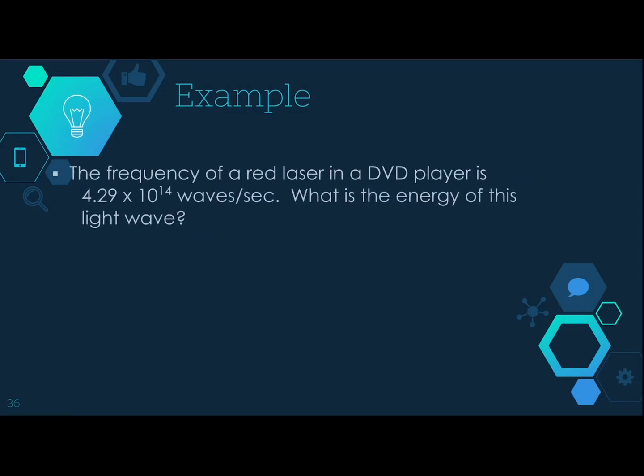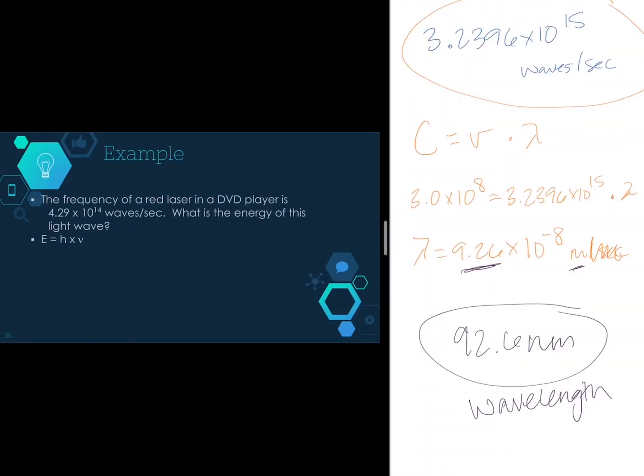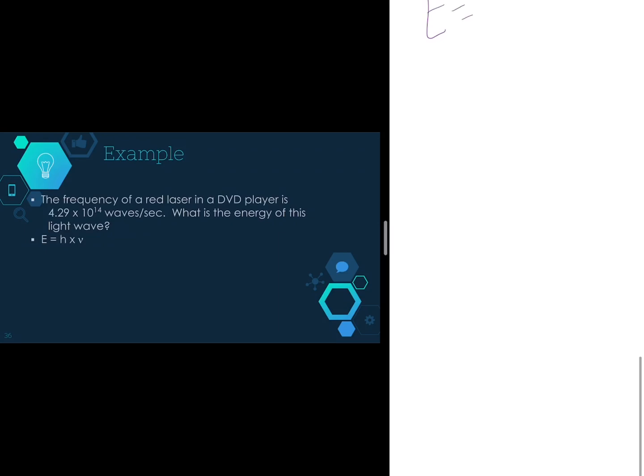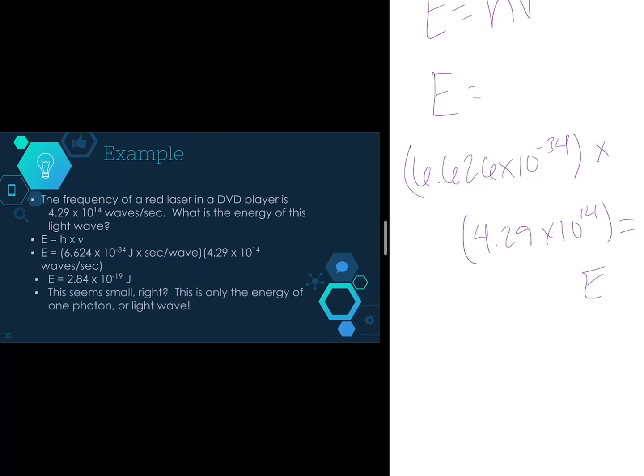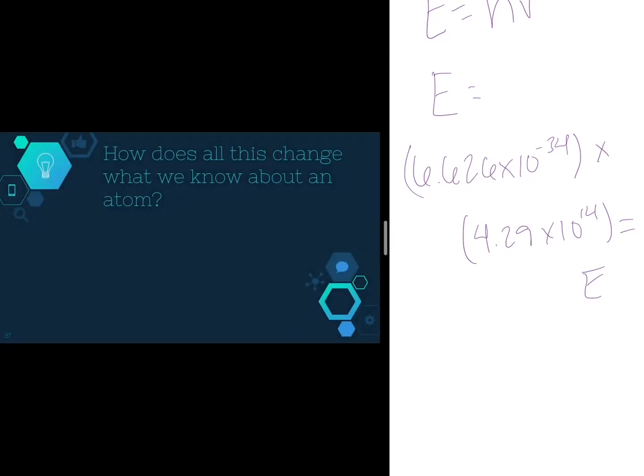Let's do another example. The frequency of a red laser in a DVD player is 4.29 times 10 to the 14th waves per second. What is the energy of this light wave? So I'm going to pull up my notes. I'm going to use that equation that we just learned about, energy equals Planck's constant times frequency. I'm looking for energy, and I know Planck's constant, 6.626 times 10 to the negative 34, and I know frequency. It gives me frequency. So I'm going to multiply these two things together to get energy. So I went ahead and did that, and I got 2.84 times 10 to the negative 19 joules. Energy is always measured in joules. This seems small. This is only the energy of one photon or light wave.